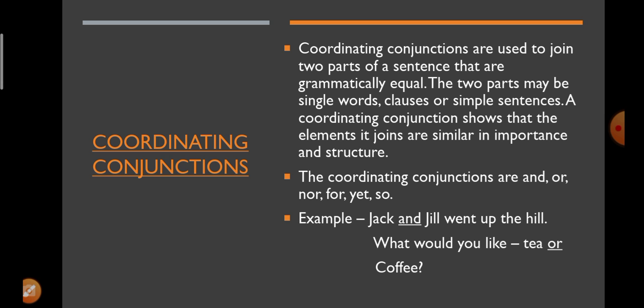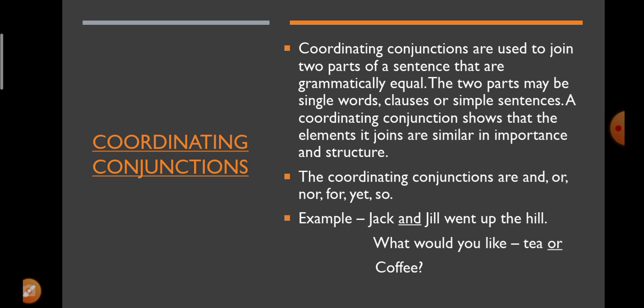The coordinating conjunctions you can say are and, but, or, nor, for, yet, and so. All these words are coordinating conjunctions. So, wherever you find such words, understand that they are coordinating conjunctions. For example, Jack and Jill went up the hill. The two words Jack and Jill are both names of persons. So that is why Jack and Jill have the same importance, are grammatically equal as well, and that is why, with the help of the word and, both words are linked to each other.